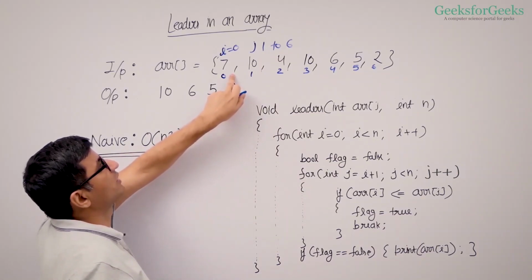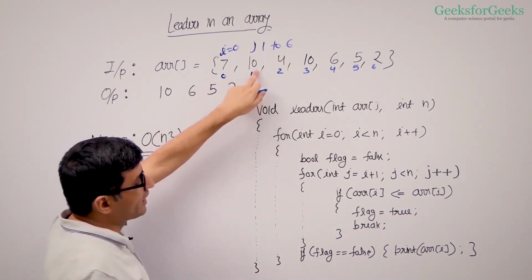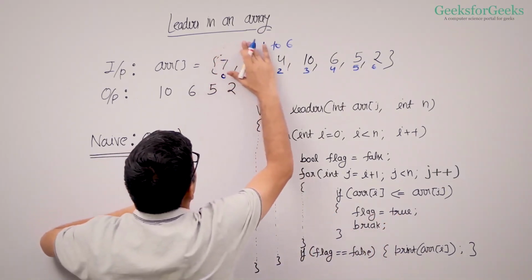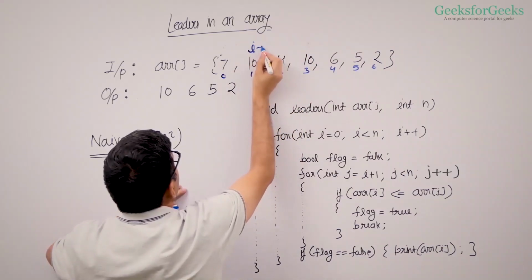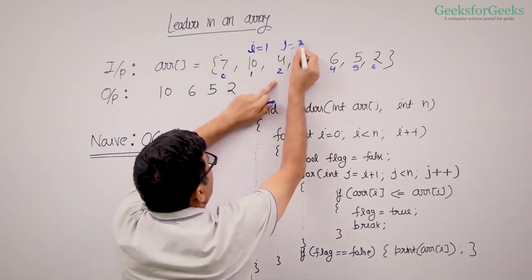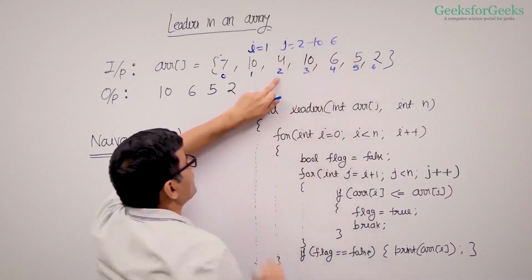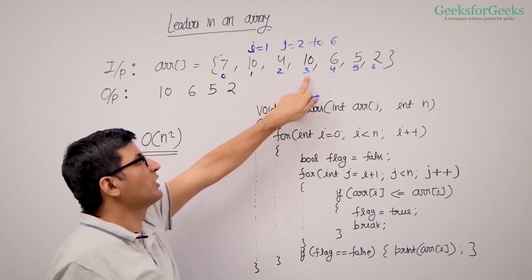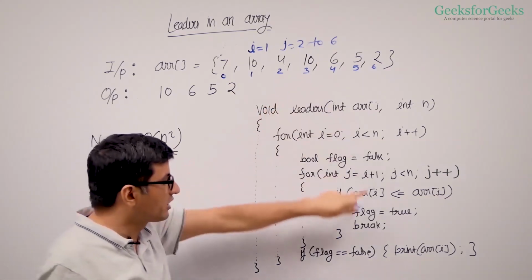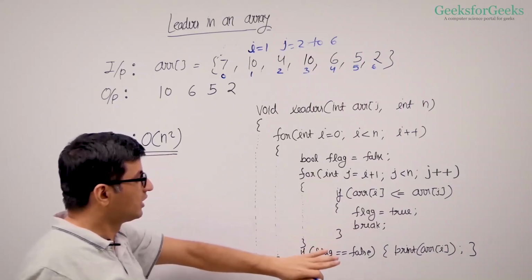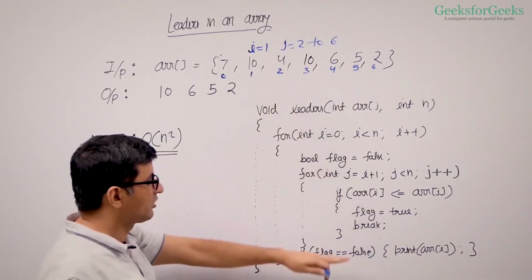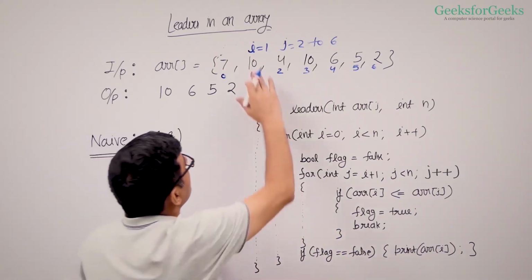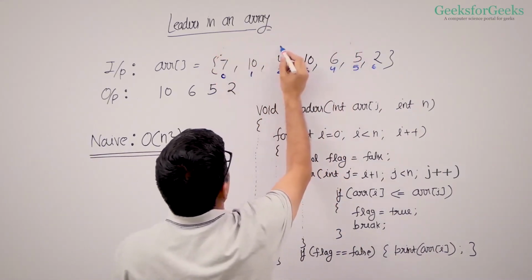So you will traverse beginning from 0 and you will break the loop. You will set the flag equal to true, so you will not print 7. Then you will come to i equal to 1. You will begin the loop j equal to 2 to 6. For 10, you will traverse through all the elements one by one. And when you come here for this 10, you will set the flag equal to true and you will break the loop. So you will not print this 10 because the flag is true. You print it only when the flag is false. So you will come here for i equal to 2.